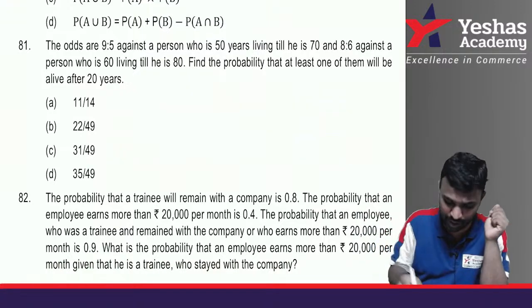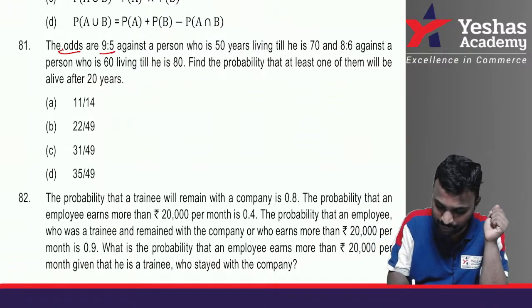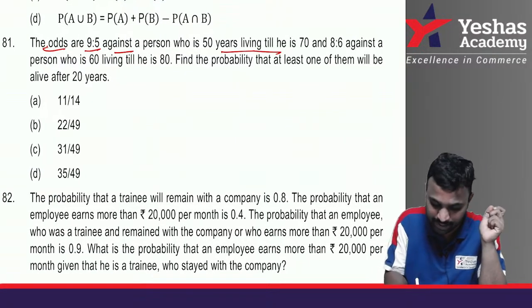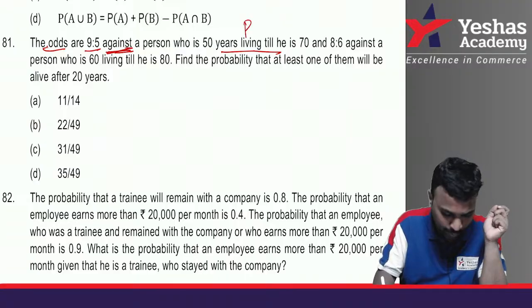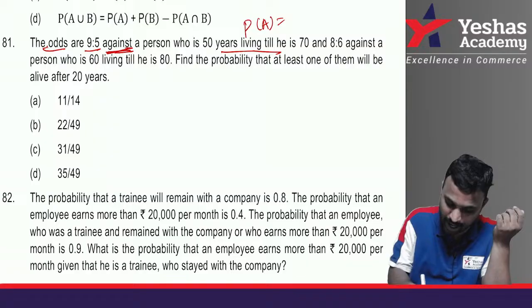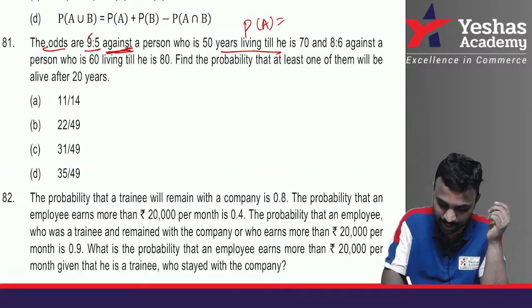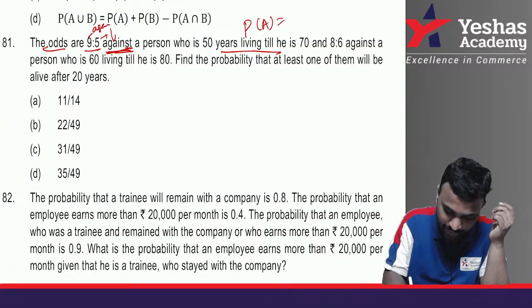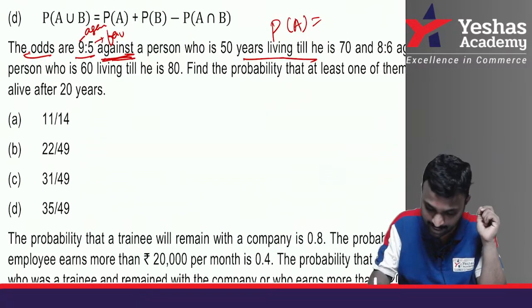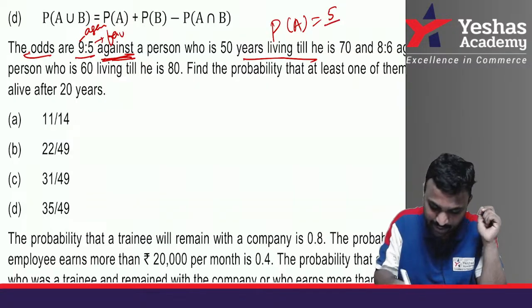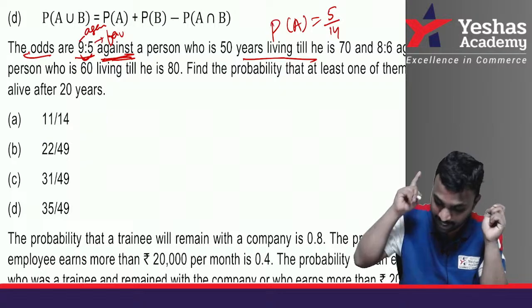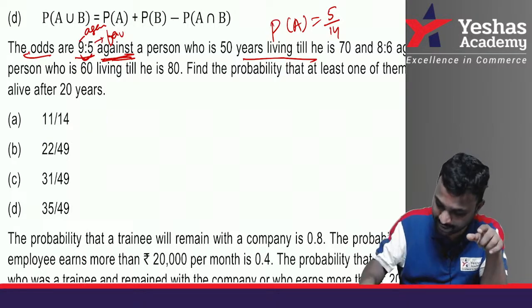Guys, moving on to the next question. The odds are 9:5 against a person who is 50 years living till he is 70. They've said odds against. What's the probability that a person lives for the next 20 years? The odds against are 9:5. That means the first number is against, the second number is in favor. So for finding the probability, you need the favorable outcome. So it's not 9, rather it is 5 divided by the sum of these two, which is 14. So 5 by 14 is the probability of a person living for the next 20 years.